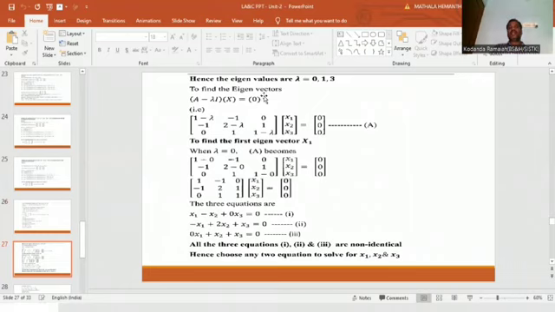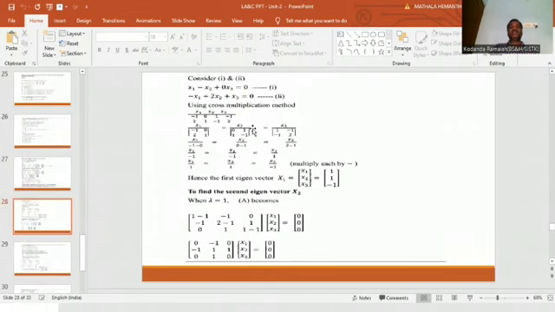To find the eigenvector corresponding to lambda equals 0: the matrix 1 minus lambda, minus 1, 0; minus 1, 2 minus lambda, 1; 0, 1, 1 minus lambda, times x1, x2, x3 equals 0, 0, 0. Substituting lambda equals 0, the simplification is x1 minus x2 plus 0 x3 equals 0, minus x1 plus 2x2 plus x3 equals 0, and 0 x1 plus x2 plus x3 equals 0. All three equations are not independent.